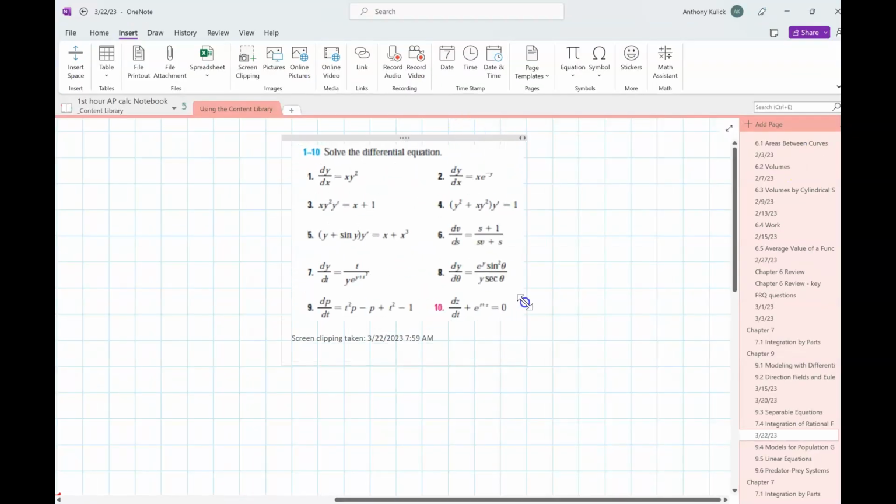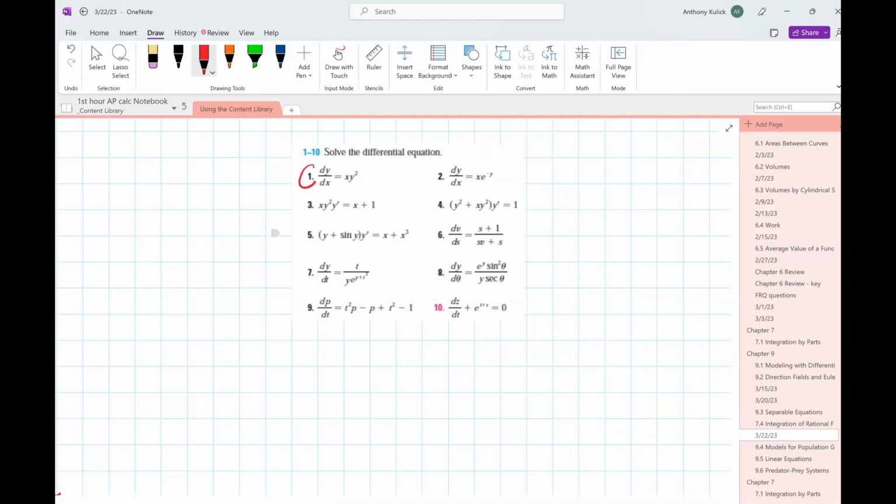So this is going to be basically the same process as the previous one, but we're not given an initial condition for any of these. So it actually makes it a little bit easier because there's less to do at the end. The first step here is just to get the things separated. x is on one side, y is on the other. So I'll divide both sides by y squared and then multiply both sides by dx.